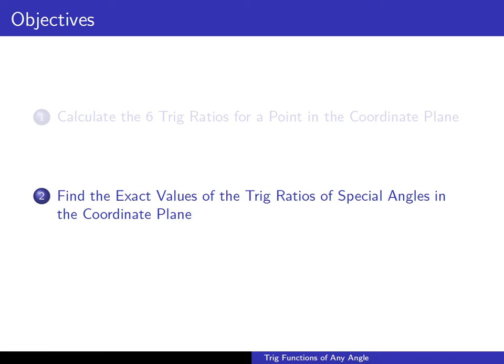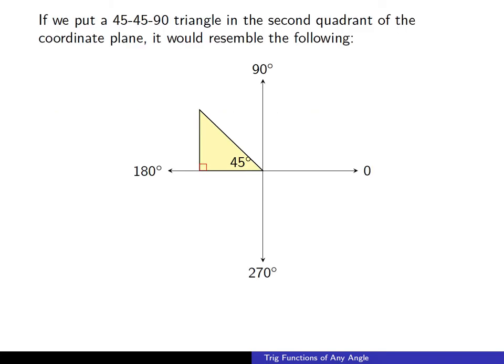Okay, in this video we're going to take a look at finding exact values of the trig ratios of special angles in the coordinate plane. In particular, we're going to focus on the 45, 45, 90 triangles in the coordinate plane. So if we put a 45, 45, 90 triangle in the second quadrant, as we see in the picture, it's going to resemble the following.